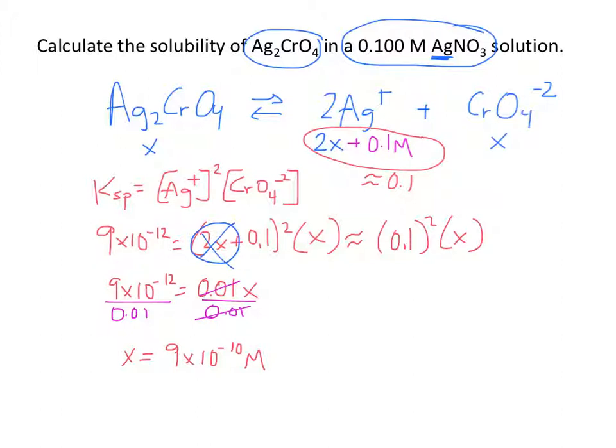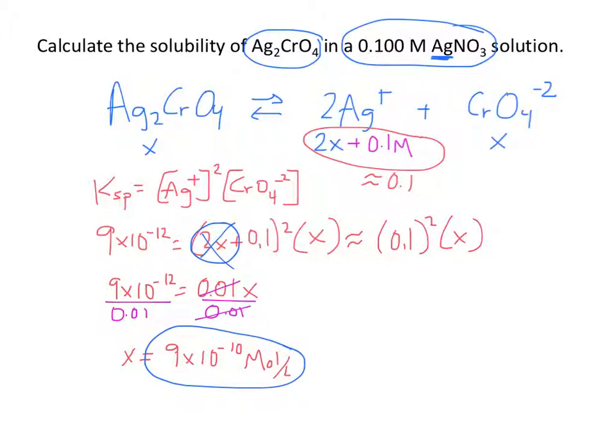If you did 9 times 10 to the negative 10 times 2 and added it to 0.1 to check whether that approximation was valid, your calculator is going to tell you the answer is 0.1. That 9 times 10 to the negative 10 is too small to matter, so that approximation was valid. And we'll talk more about making approximations when we get to acids and bases. But for now, what's important to see is that that molarity, or the number of moles that will dissolve in a liter, is significantly smaller than it was on the problem before.